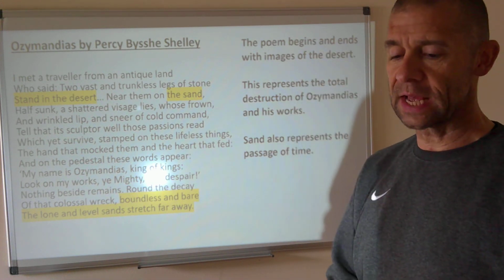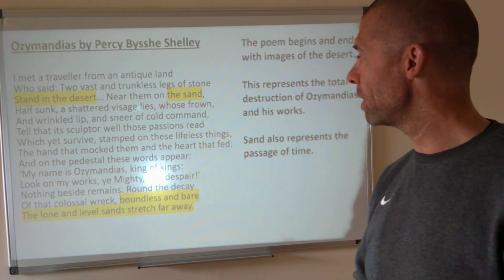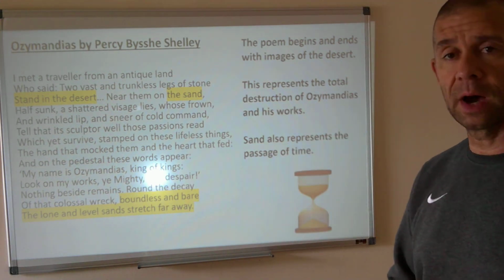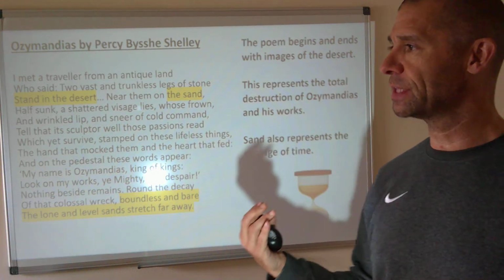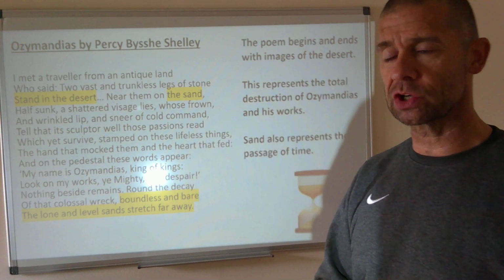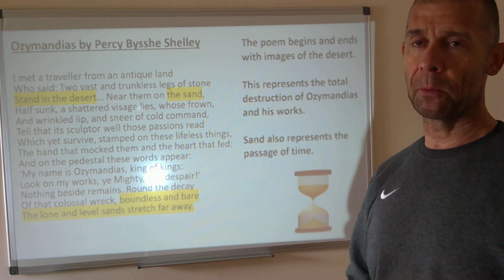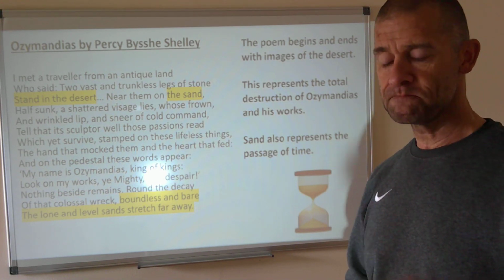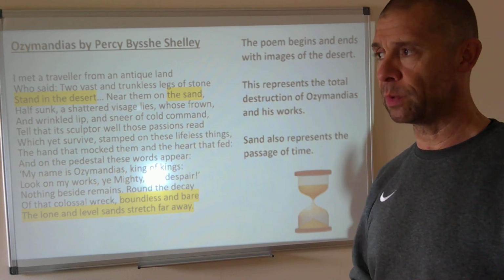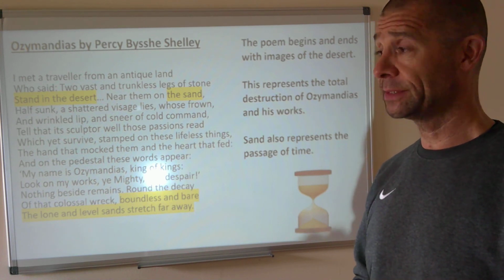But of course, sand also represents the passage of time, as we saw with the sand timer. So again, this imagery of the desert not only shows the absolute destruction of Ozymandias, but also that time will defeat all of us. No matter how powerful or how great we think we are, eventually we come to nothing. We're broken down into sand or dust.